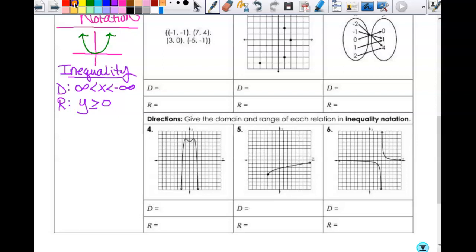All right, so now let's do set notation. So for set notation, the domain is all real. Technically, it should be x as an element of all real numbers, something like that. But this is okay. It's kind of a shortcut.